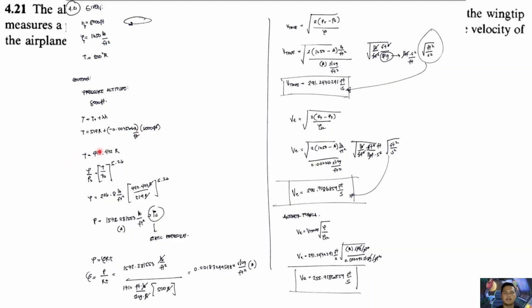We have 490.472 Rankine. No? Getting the pressure at 8,000 feet, we have 2116.8 pounds per square foot times 490.472 Rankine over 519 Rankine raised to 5.26. So, ang pressure at 8,000 feet is 1572.281553 pounds per square foot. Store A, and that is our static pressure.